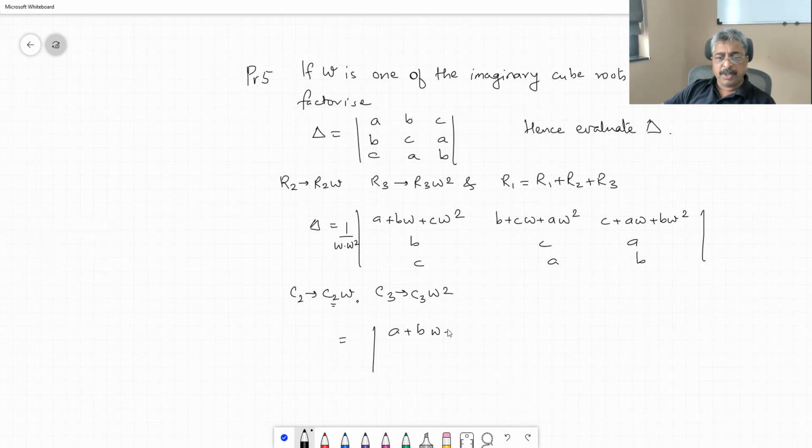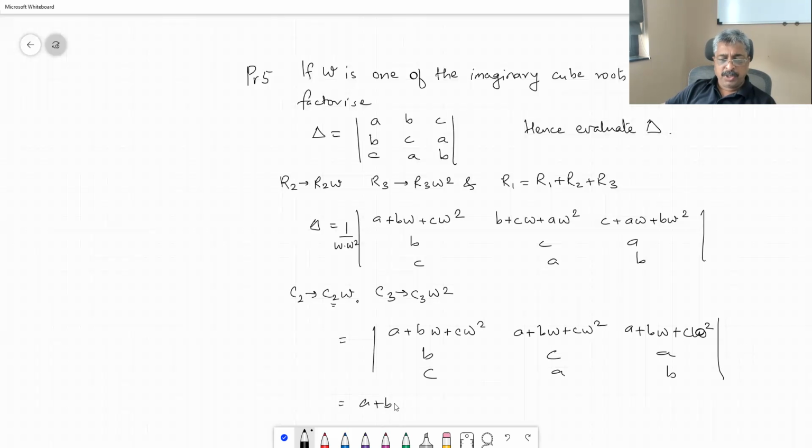A plus B omega plus C omega square, A plus B omega plus C omega square, A plus B omega plus C omega square. That is your first row, B C A C A B. That gives you one factor, which is A plus B omega plus C omega square into 1 1 1 B C A C A B. Okay.